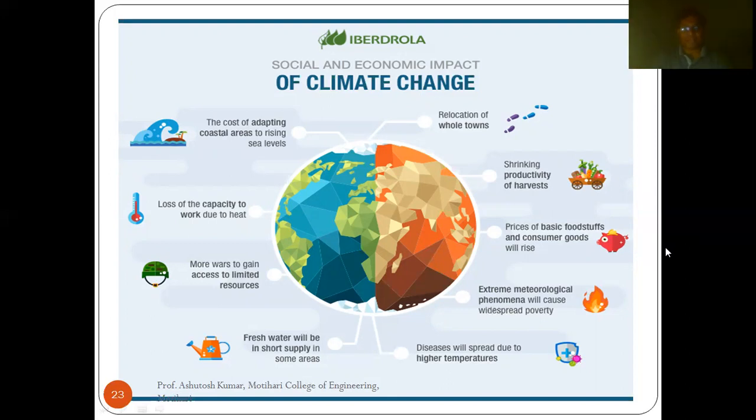Then we have shrinking productivity of harvest and loss of capacity to work due to heat. Prices of basic foodstuff and consumer goods will rise, of course, if there is climate change. Then fresh water will be in short supply in some areas. Disease will spread due to high temperature. Although in the case of coronavirus, it has been said that there is a link between temperature and the virus, it needs to be verified.